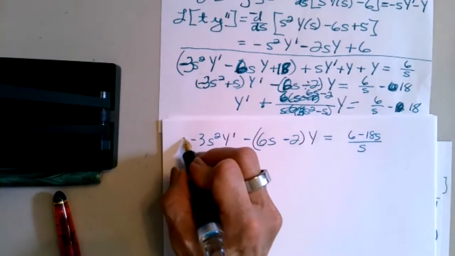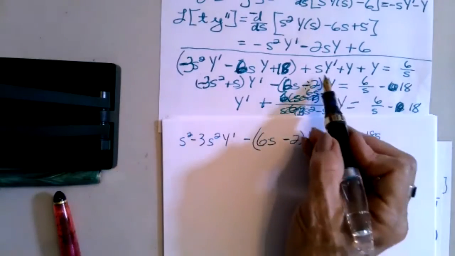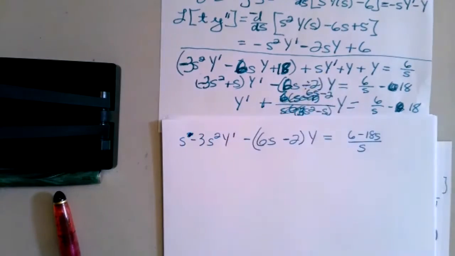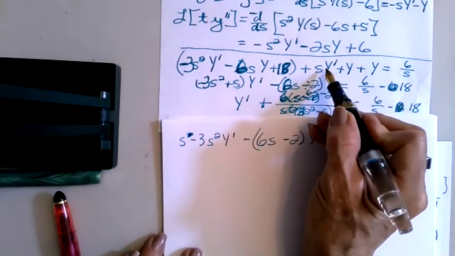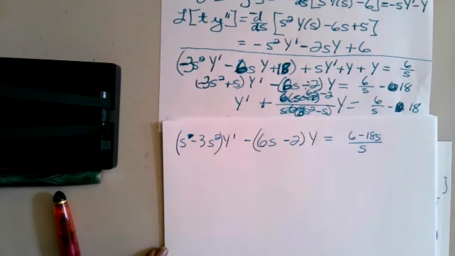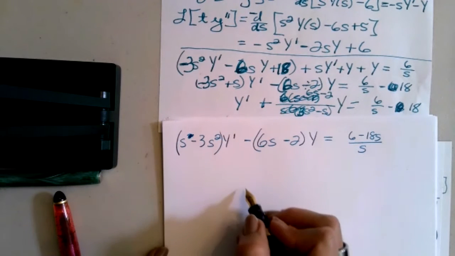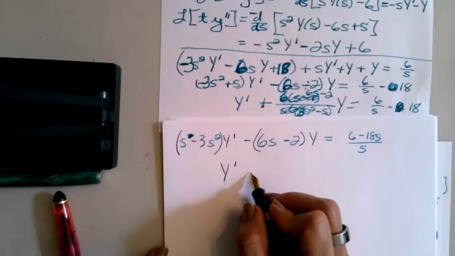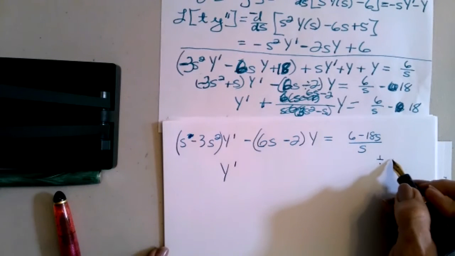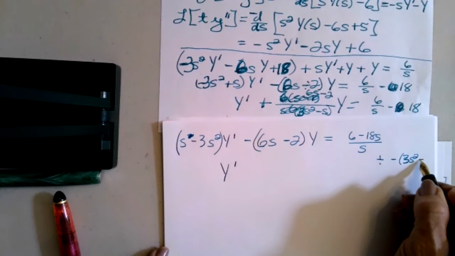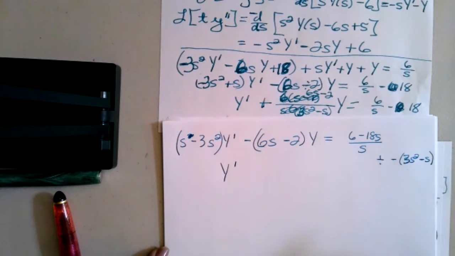I have a plus s squared, plus s. That's this one. Okay. That was this one. So I have this. Now I need to divide by this term. That will give me a y prime. I'm dividing by minus 3s squared minus s.